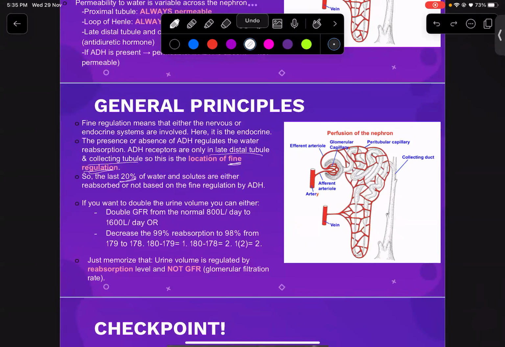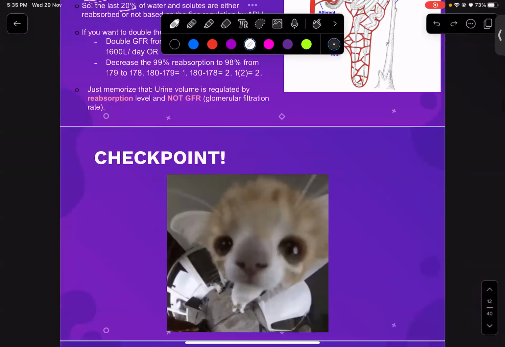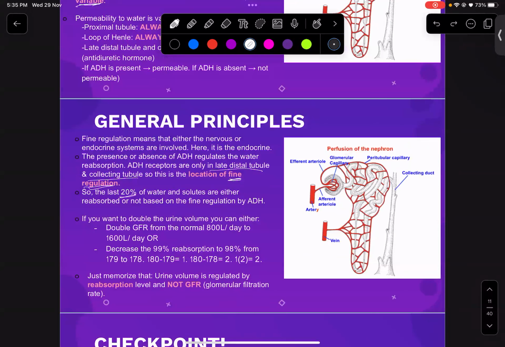So basically, this GFR, we can double it from 800 liters per day to 1,600 liters per day to double the urine volume. You will do that eventually because you're doubling the GFR, so everything will be doubled, the filtration, the reabsorption values, everything, and eventually you have a double amount of urine volume. But that's very tedious for the kidney, and that's very ineffective. So the other way that the kidney can do this is by decreasing the reabsorption.